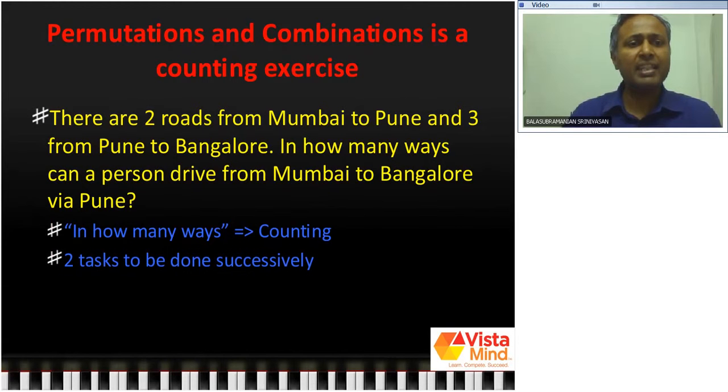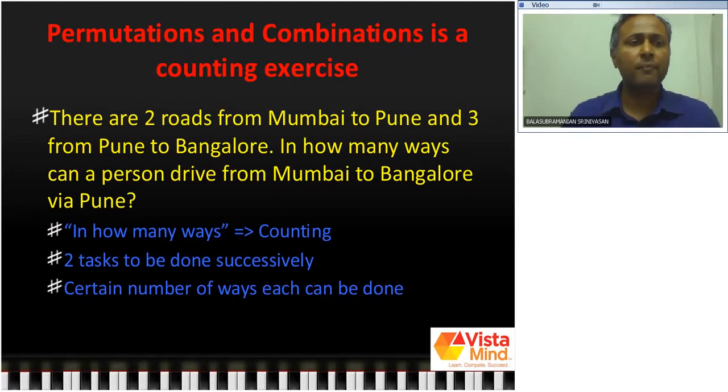The second thing that strikes us is that the broader task, traveling from Mumbai to Bangalore, consists of two sub-tasks to be done successively. These are traveling from Mumbai to Pune and traveling from Pune to Bangalore. We also note that there is a specified number of ways in which each of the two sub-tasks can be done. In this case, task 1 may be accomplished in 2 ways because there are 2 roads, and task 2 may be accomplished in 3 ways because there are 3 roads.